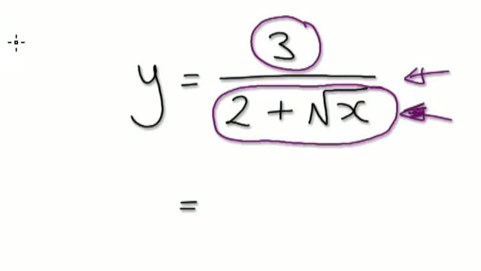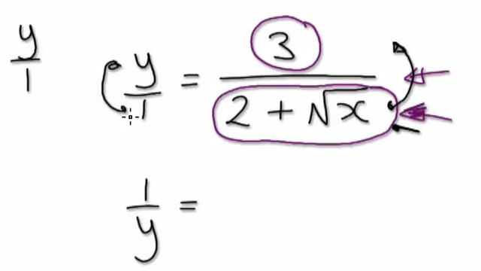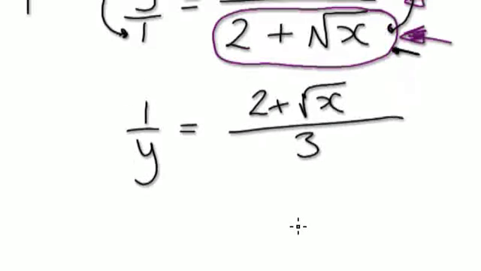So visualize y as y over 1. Inside your mind, visualize it like this: y over 1, and then you are trying to get this bubble on top, because you can't really kill off this bubble when it's at the bottom. So take the reciprocal of both sides. On this side, we'll basically turn it upside down, and then turn this one upside down. So it's (2 plus root x) over 3, and now you can kill off the 3. Times both sides by 3.